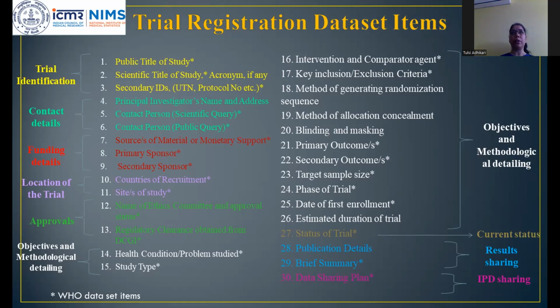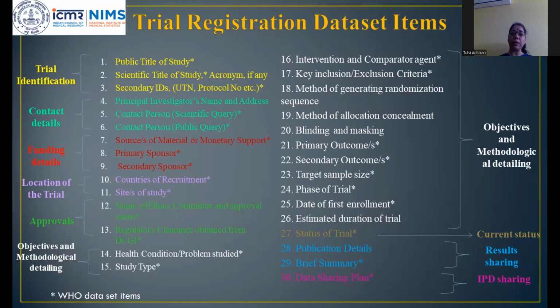So the health condition we are taking in ICD-10 codes. Then we have the type of study, interventional or observational, and if you are doing an RCT, the intervention and the comparator agent. So all these methodological details are there: sample size, primary outcome, whether you are doing blinding and masking, method of allocation concealment. All these details are there, and then the current status.